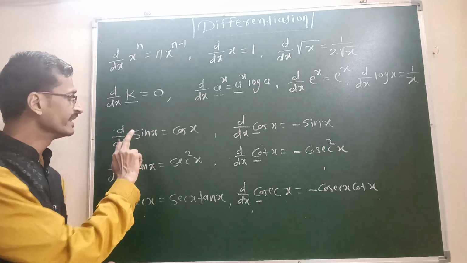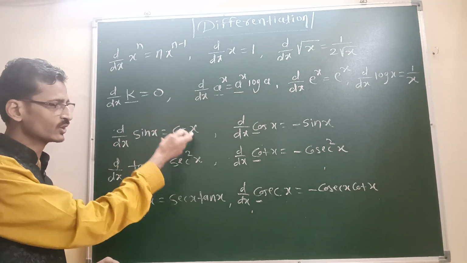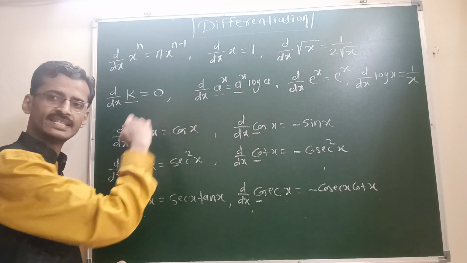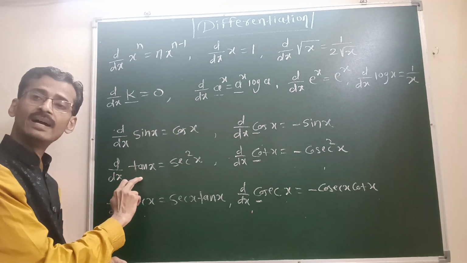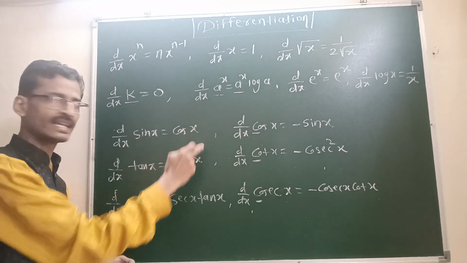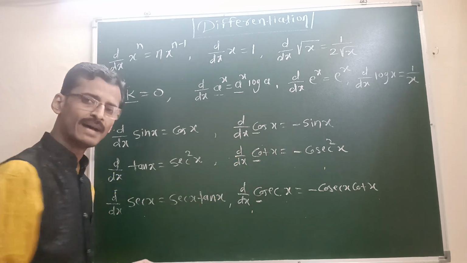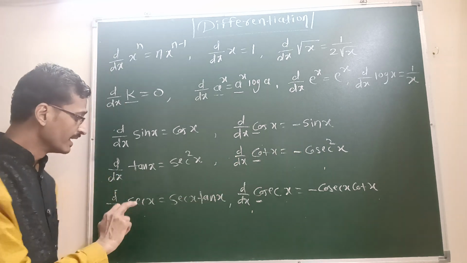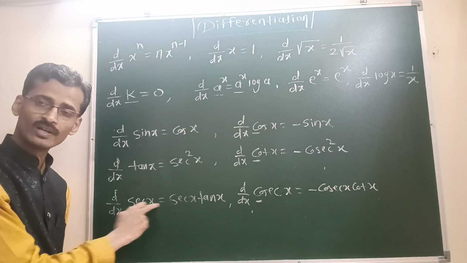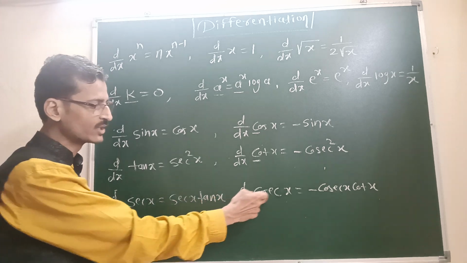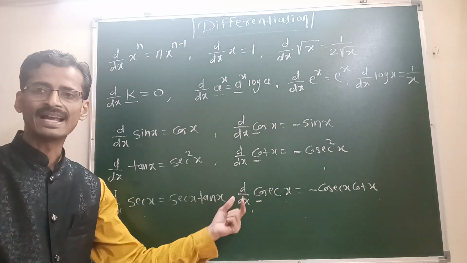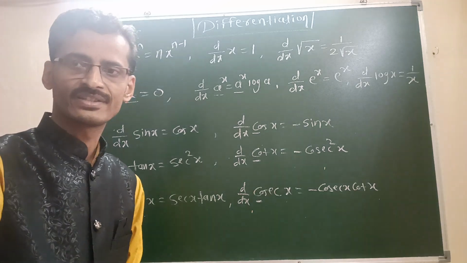So let us see again, d by dx of sin x is cos x and d by dx of cos x is minus sin x. D by dx of tan x is sec square x and d by dx of cot x is minus cosec square x. D by dx of sec x is what? Sec x tan x and d by dx of cosec x is minus cosec x cot x.